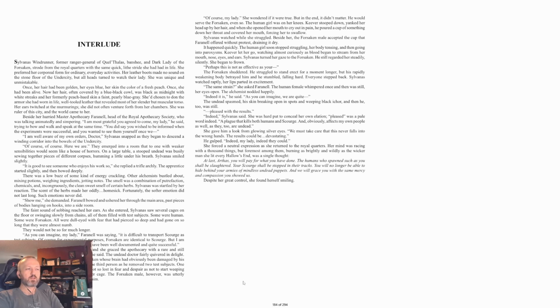The undead doctor fairly quivered in delight. He beckoned to his assistant Keever, a Forsaken whose brain had obviously been damaged by his first death and who muttered to himself in the third person as he removed two test subjects. One was a human woman, who was apparently not so lost in fear and despair as not to start weeping silently whenever Keever dragged her from her cage. The Forsaken male, however, was utterly impassive and stood quietly. Sylvanas eyed him. "Criminal. Of course, my lady." She wondered if it were true, but in the end it didn't matter. He would serve the Forsaken even so.